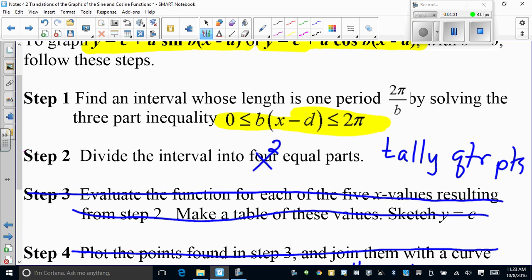Okay, divide the interval into 4 equal parts, and then tally your quarter points. So divide your interval into 4 points. You are not going to make a table of values on these.